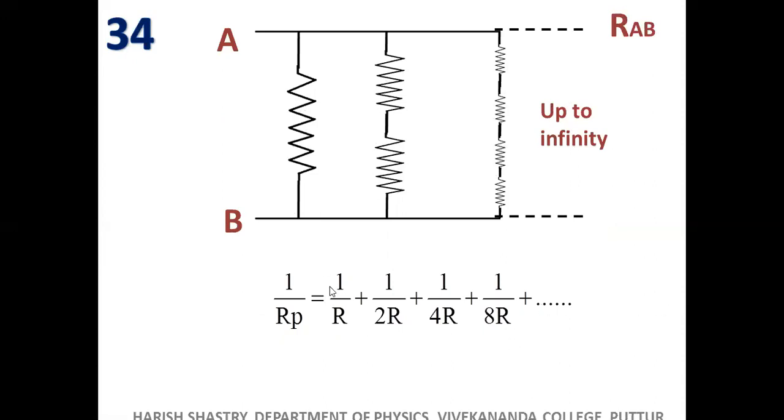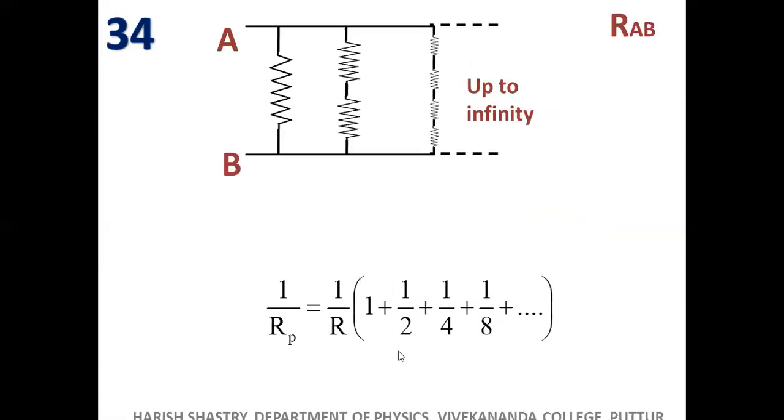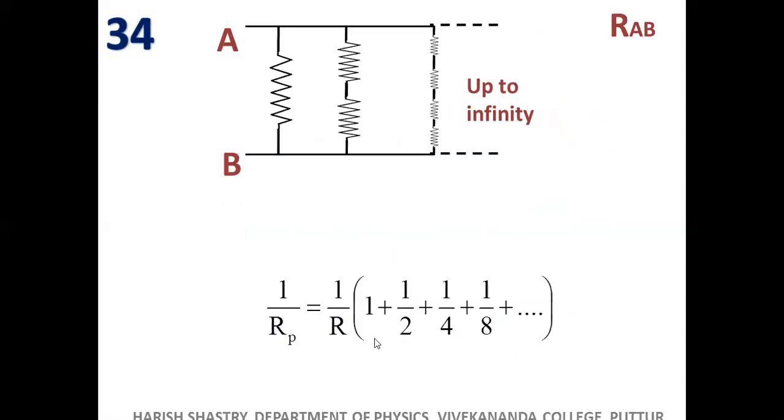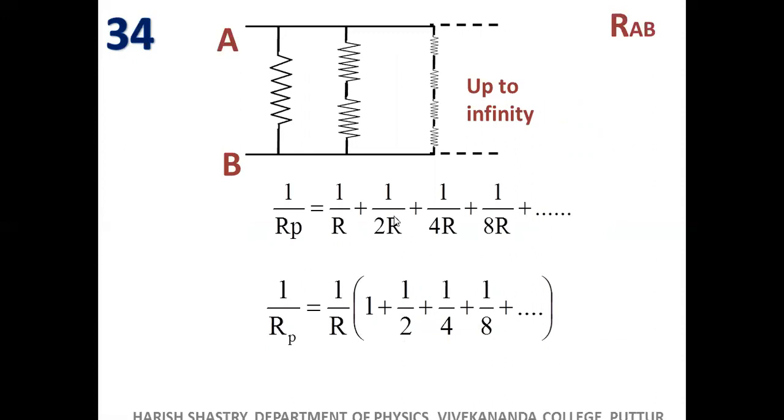Now shall I take 1 by R out of the bracket here? Now it is complete mathematics. No physics involved afterwards. Okay, I will take 1 by R common outside. So you had this equation 1 by R, 1 by 2R, 1 by 4R. If I take 1 by R common, 1 plus 1 by 2, 1 by 4, 1 by 8, right? Plus so on, because it is an infinite ladder. So I'll write that equation here now.